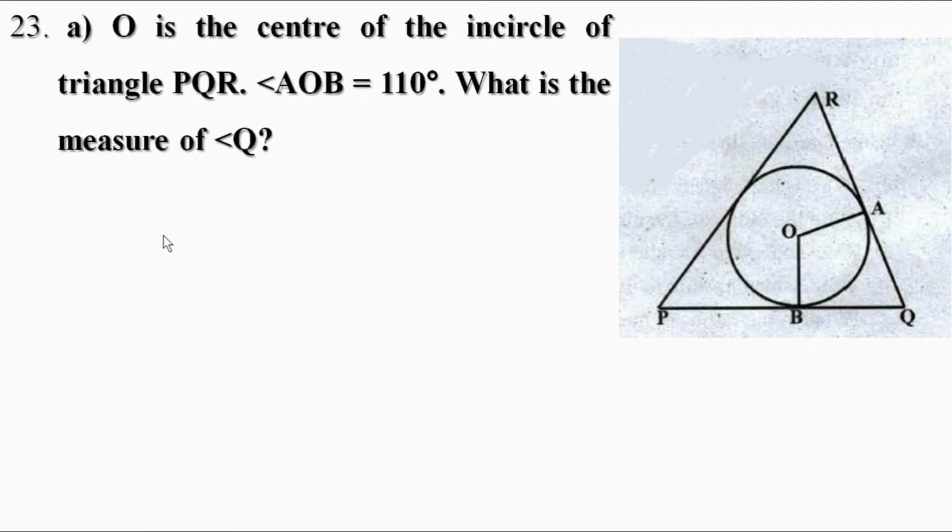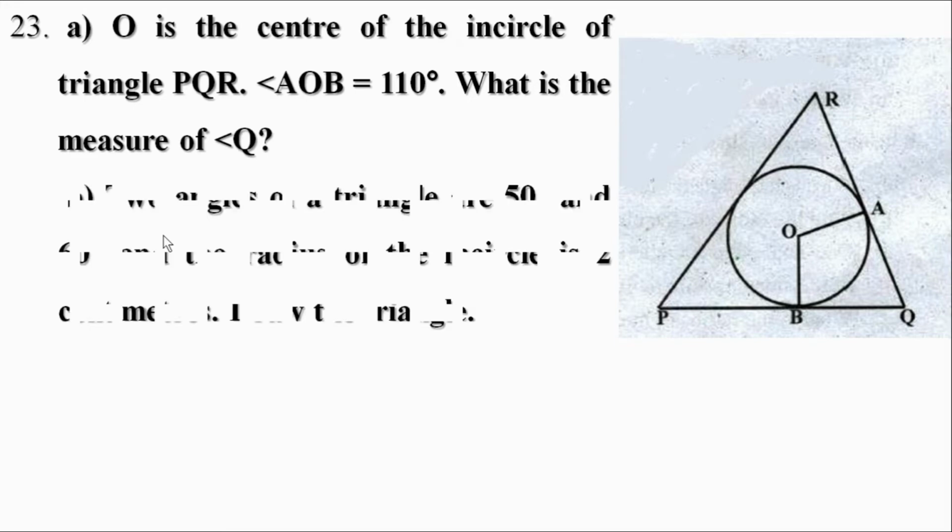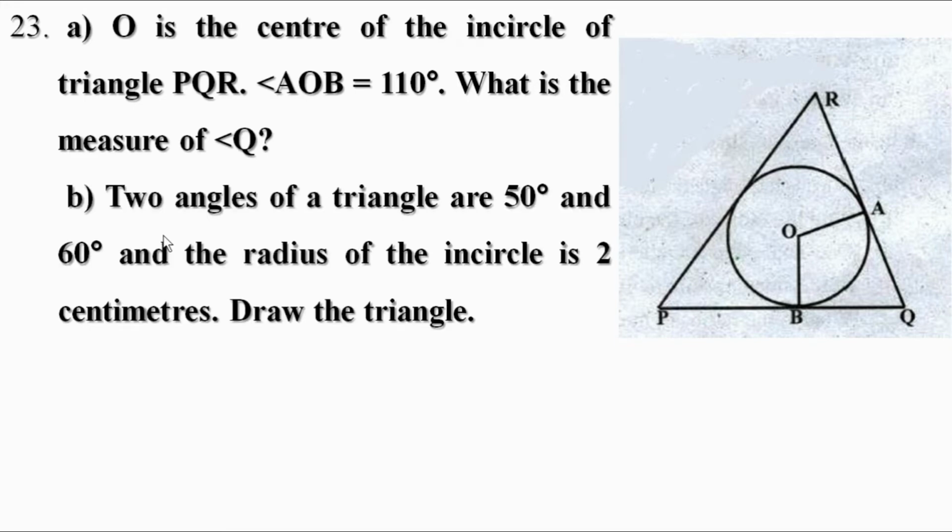23rd problem. O is the center of the incircle of triangle PQR. Angle AOB equal to 110 degrees. What is the measure of angle Q? Two angles of a triangle are 50 degrees and 60 degrees and the radius of the incircle is 2 centimeters.